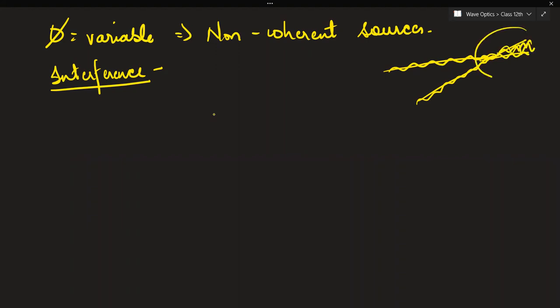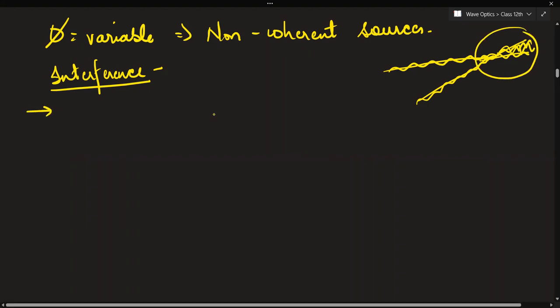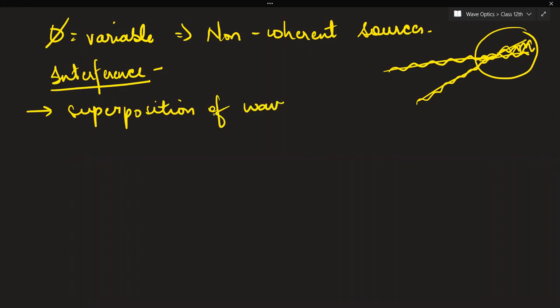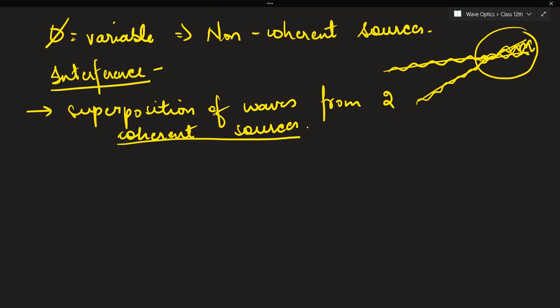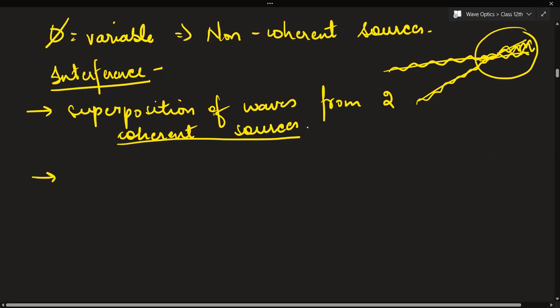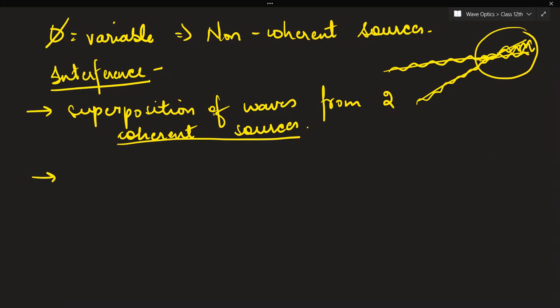So this phenomenon of superposition of waves from two coherent sources is important. Otherwise, the calculation would have been very different and difficult. Coherent sources, this is known as interference. This is just for our understanding. What is the actual definition, the one you have to mention in your exam as well?